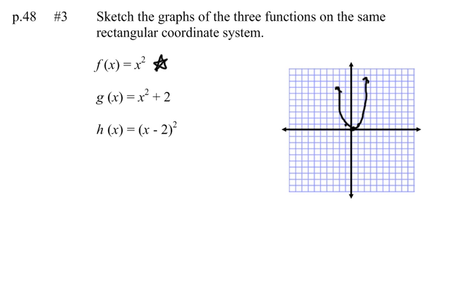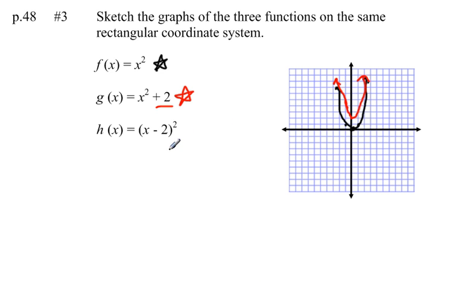Now, our second graph. I'm going to switch colors, go to red here. G of x equals x squared plus 2. Adding 2 at the end is going to shift our graph 2 units up. So we're going to see the same exact graph, but now it's going to be shifted 2 units upward. So now it's still a parabola, but now it's centered at the point 0, 2, 2 units upward.